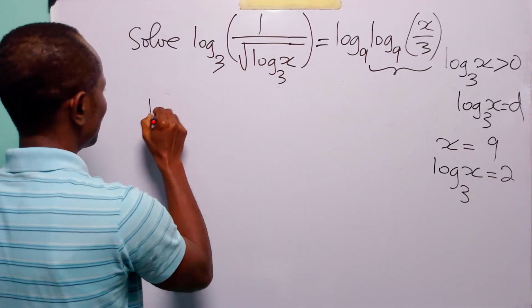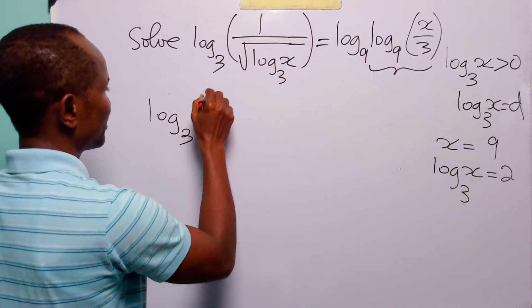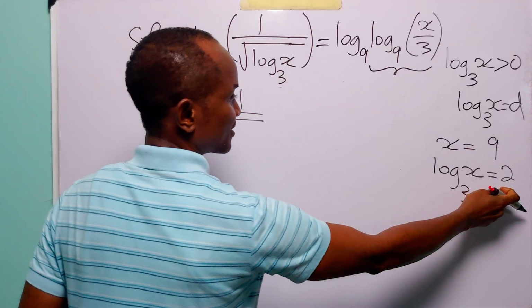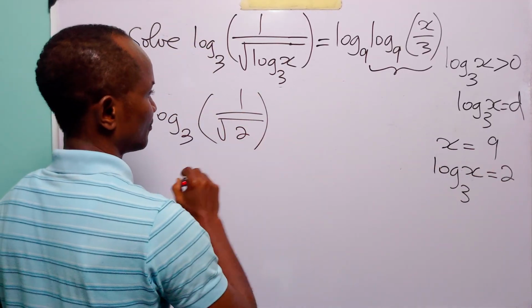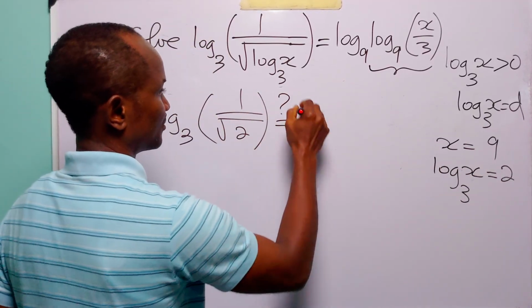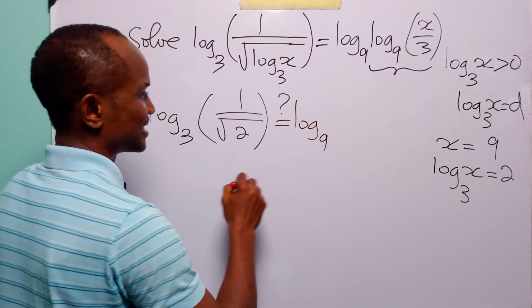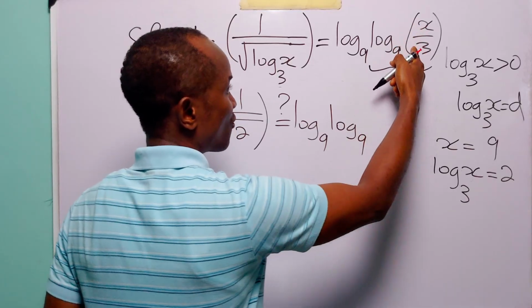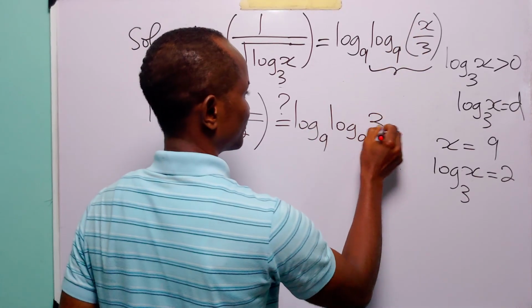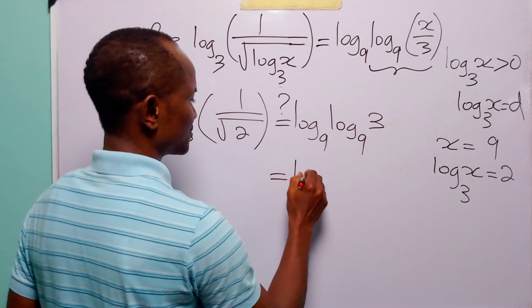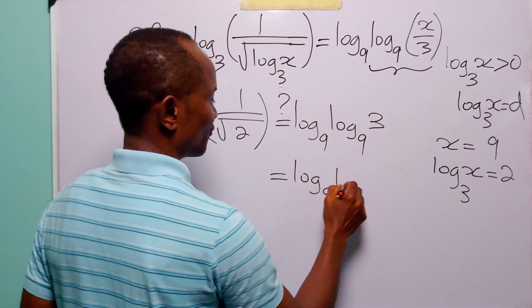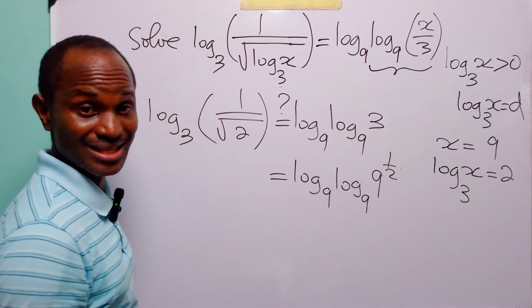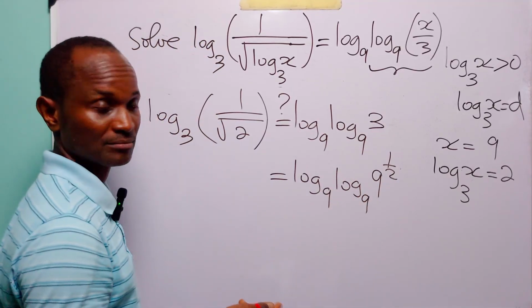On the left hand side, we have log to base 3 of 1 over square root of log to base 3 of x, which is 2. And this is equal to log to base 9 of log to base 9 of 9 over 3. 9 over 3 is 3. Of course, this is equal to log to base 9 of log to base 9 of 9 to the power half, because of course 3 is the square root of 9.